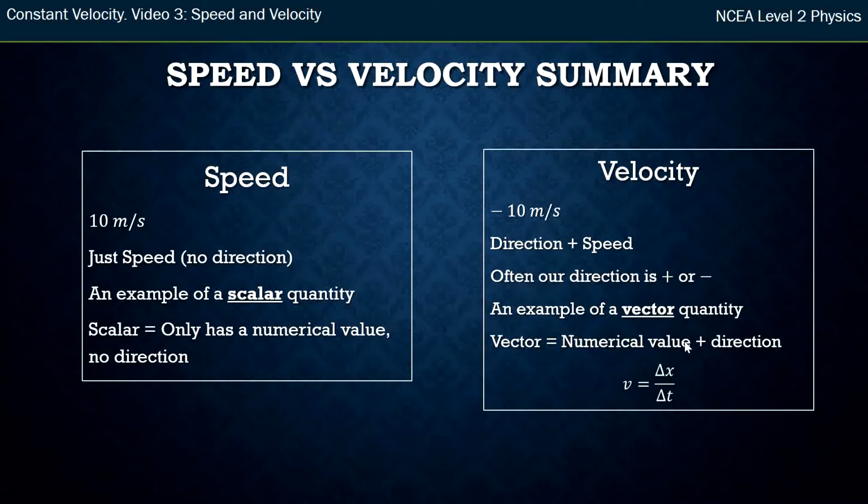Velocity is an example in physics of a vector quantity. A vector quantity has a numerical value like 10, and a direction. We're going to meet lots of vector quantities throughout physics. For example, force is another one, momentum is another one, and we'll go through them all. And the way we can calculate velocity is just the gradient of that graph, and the gradient of the position time graph is given by change in position over change in time.